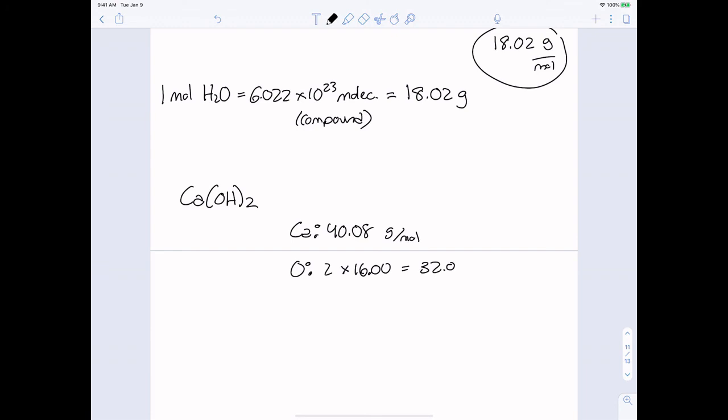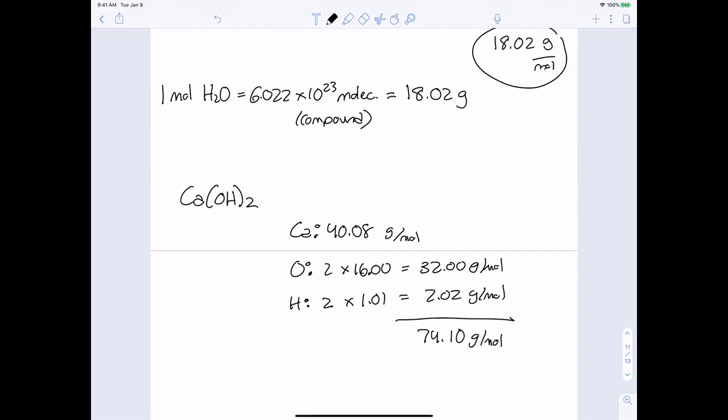So 32.00 grams per mole. And then hydrogen, again, there's 2 of them because it's also inside the parentheses. Multiply by 1.01 gives me 2.02 grams per mole. And then when we add that all together, I'm grabbing my calculator here, though we probably for sure should be able to do this without a calculator. I get 74.10 grams per mole. Do be careful, this is actually a really good point.